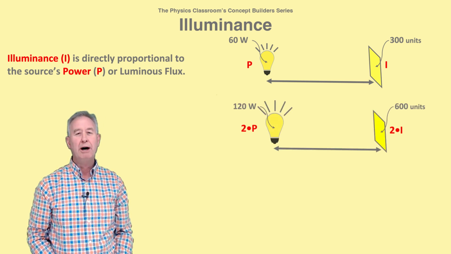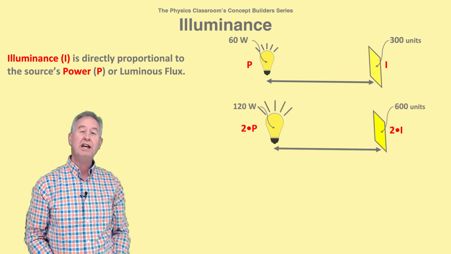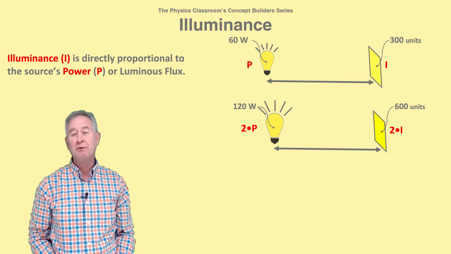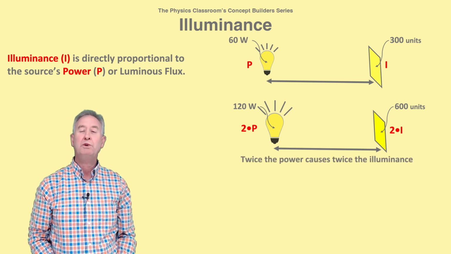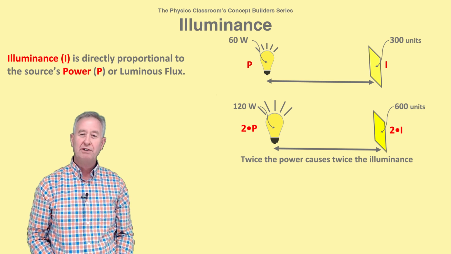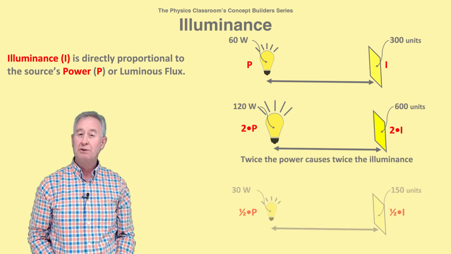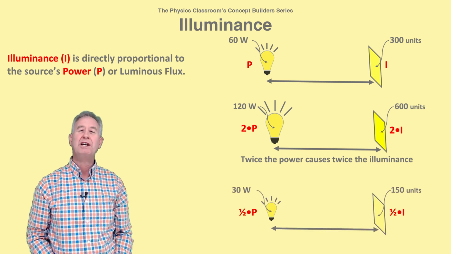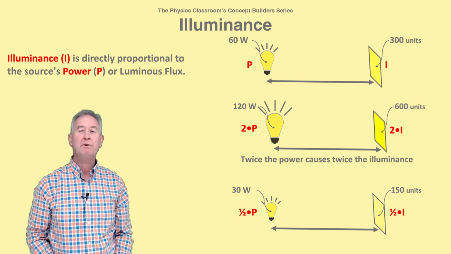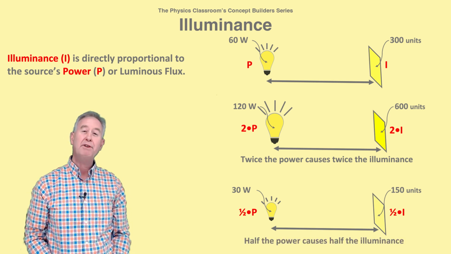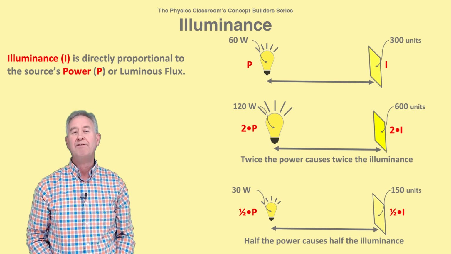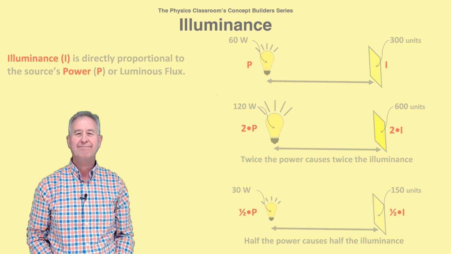So a 120-watt bulb would release energy at twice the rate of a 60-watt bulb and lead to 2 times the illuminance on the surface. And if the source thing is reduced in half, for instance by using a 30-watt bulb, then it emits energy at 1/2 the rate and leads to 1/2 the illuminance on the surface.